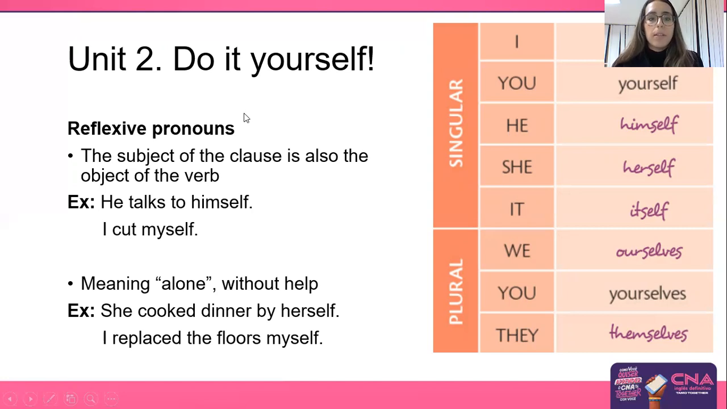And guys, when you use the reflexive pronouns, it can also mean alone. Yes, also when you do something alone without any help. Okay? So for example, she cooked dinner by herself. So she cooked dinner alone. She didn't have any help. I replaced the floors myself. So I did this alone. Yes, nobody helped me. Okay?